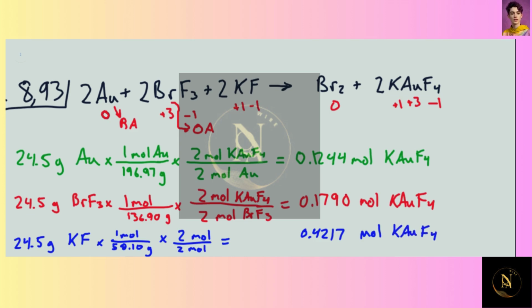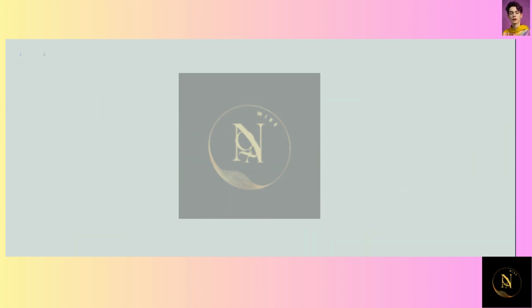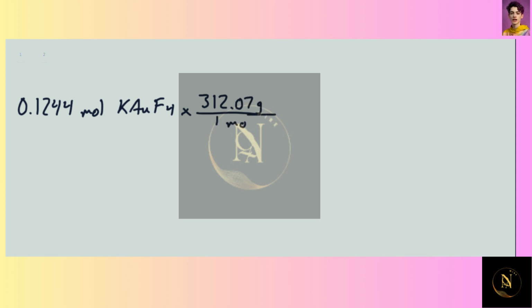So we can see that if we have an equal mass mixture of all 3 of these reactants, our limiting reagent is the gold. So from that one, we can calculate the mass of salt that we're forming. Based on this, we're forming 0.1244 moles of KAuF4, as we calculated on the previous page. And so all we have to do is multiply by the molar mass, which is 312.07 grams per 1 mole. And the mass that we get is 38.8 grams of KAuF4.